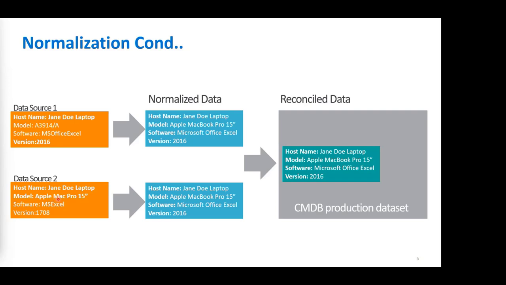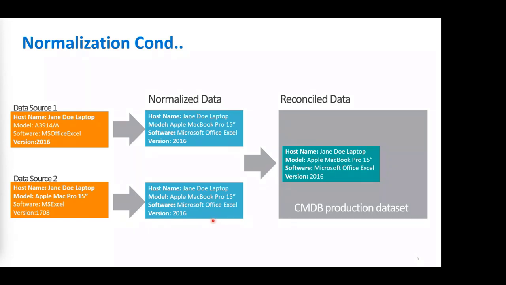But at the end it is the same CI, all right? And the category might be different. So this version number is different. But when we normalize this data, we want to have the categorization set correctly in both the data sets, so this product can be identified or categorized in the same way in multiple data sets. So at the end of normalization, we will have basically the same categorization in both the data sets.